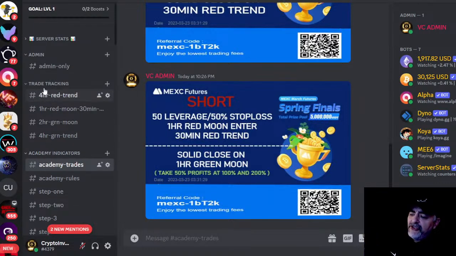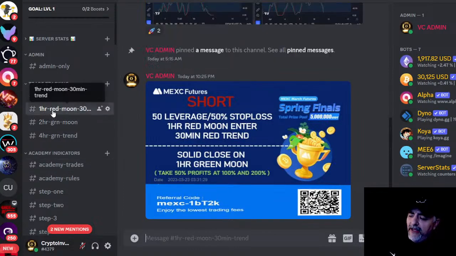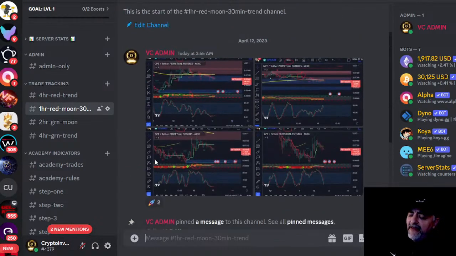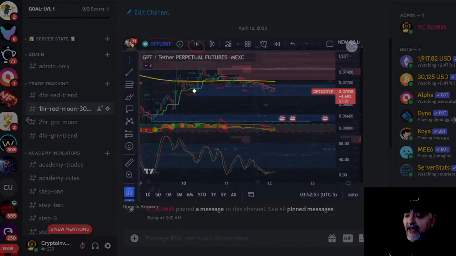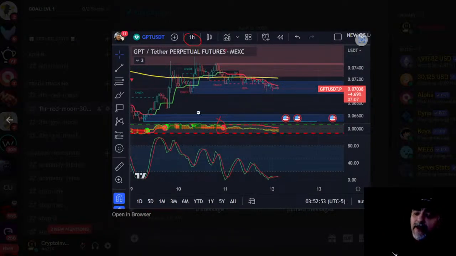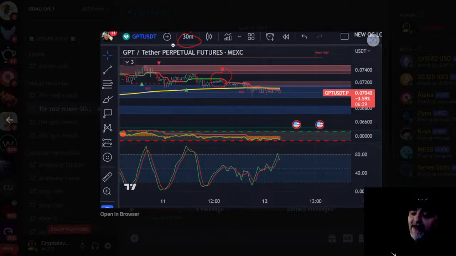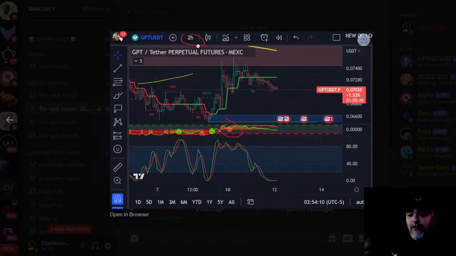So then when you go up here to trade tracking, you can see that there is a 1 hour red moon, right? And this trade here, and then we can see where we post. What we're going to do is post the coin that's in that situation and then track that trade with four photos, right? First photo is going to be the 1 hour, the 1 hour moon showing why we're going to begin the trade. The second one is the 30-minute with the 30-minute trend showing why we're in that trade. And then the others are just to put data on the 2 hour and the 4 hour so that you guys can see what the higher time frames are saying at that time.